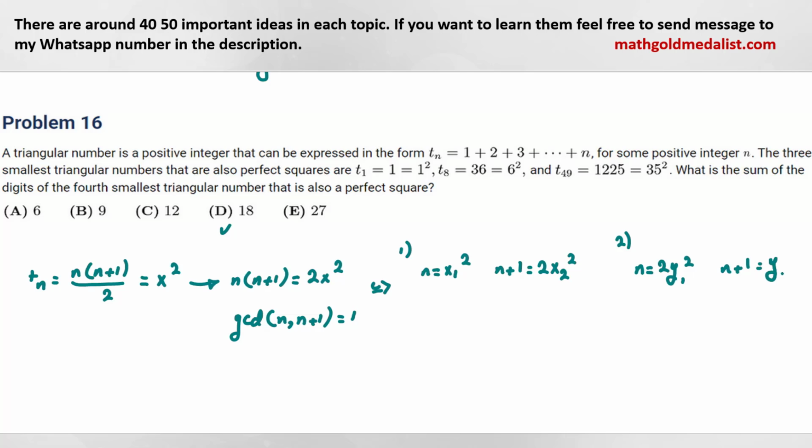Just y2 squared. Yes, so for each of them we should find the minimum n that satisfies this, right? Or we can work on them simultaneously. So, for example, for this case, what should we do? Yes, here we agree we can say n is x1 squared, and so x1 squared plus 1 should be 2x2 squared, right?